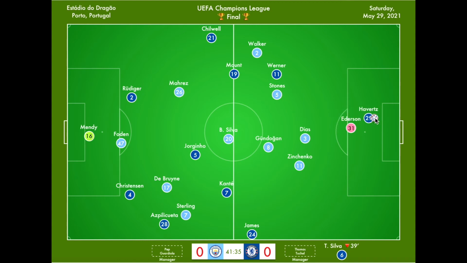Havertz gets it into this area where all he's left with is an open goal, so he puts his left foot through onto the ball and gets good contact for Chelsea's first goal. He breaks away for the celebration. Everybody else on the team does the same.